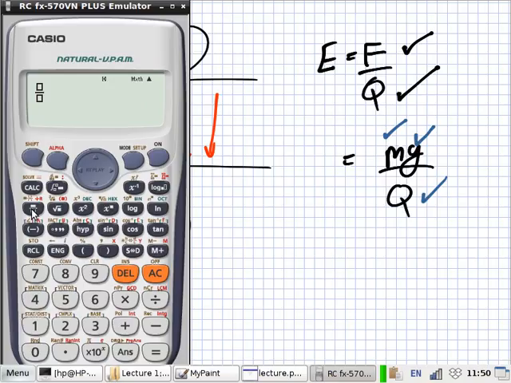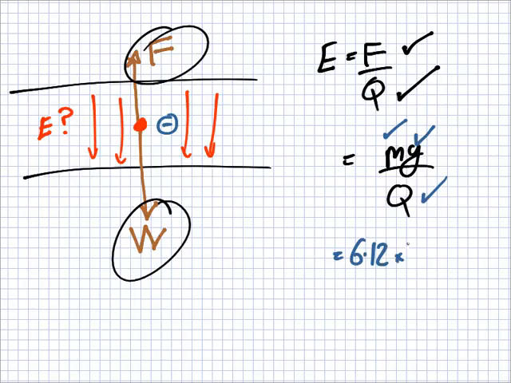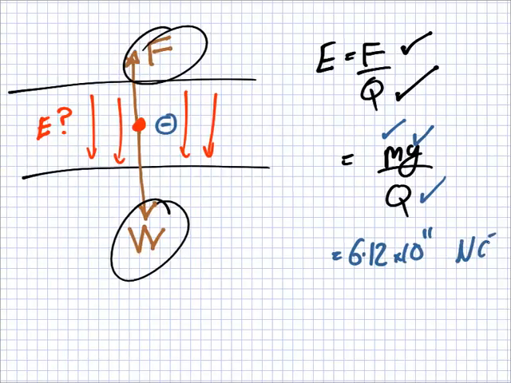Okay, a milligram is 10 to the minus 6. 10 to the minus 6 times 9.81 over 100e. Roughly the same. Close. 6.12 times 10 to the 11 newtons per Coulomb.